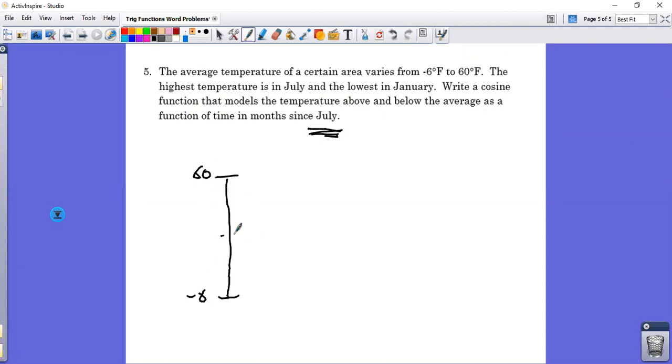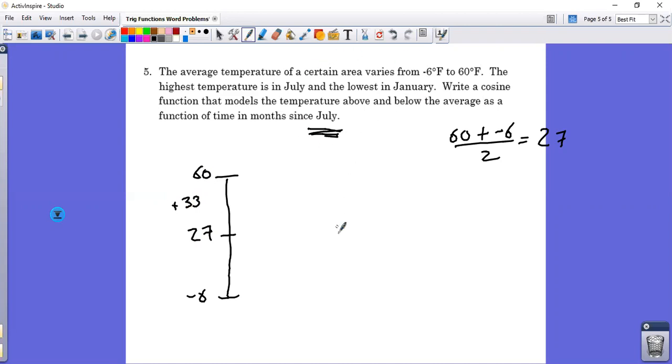So your midline, add them and divide by 2. 60 plus -6 is 54, divided by 2, so 27. And so our amplitude, 60 minus the 27, is 33.